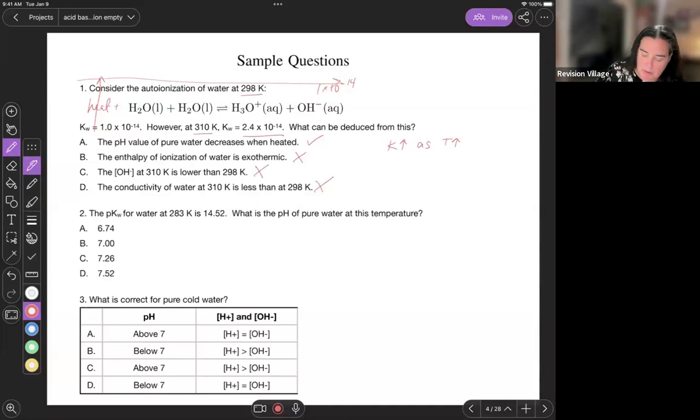Next up, we're given the pKw at another temperature. It's 14.52. What's the pH of pure water? I could just multiply this by 1/2. And finally, if the temperature goes down, we know that K is going to decrease. As K decreases, less hydronium will be formed, so the pH will go up. Finally, because we only have water, the concentration of hydronium and hydroxide will be equal. So the best choice is A.